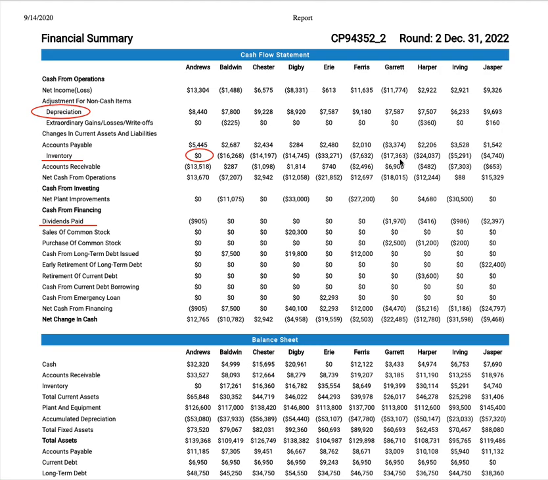Okay, next I want to mention is the dividend paid. Again, as I mentioned in the previous slides, some of the teams are already paying dividends to their stakeholders. Again, make sure your team is making profit before you make this move.